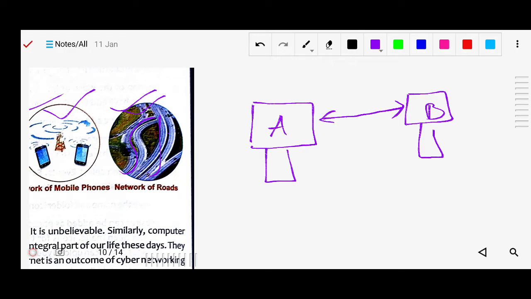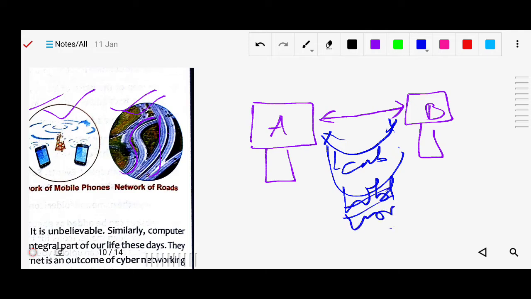Here this connection can be by cable, or wireless, like Bluetooth or Wi-Fi. So we can connect these two computers wirelessly or by cable. About the connecting devices, we will learn how we connect networks in the next part of this chapter.